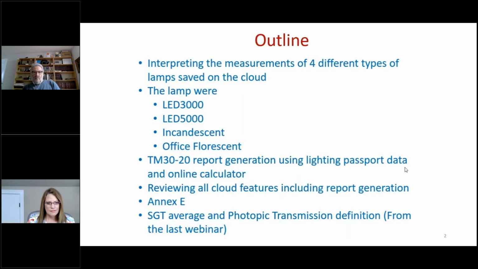Then I will go through how to generate the TM30-20 report using lighting passport data and the online calculator. Then we would again review all cloud features, including report generation. And if there's any time, I'll talk about Annex E of the TM30. Last time there was also a little misunderstanding over the Spectrum Genius transmission average and photopic transmission, so I'll go through them as well.